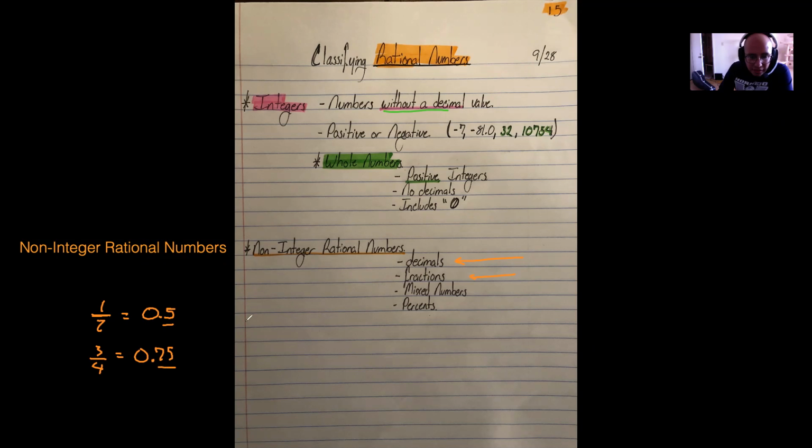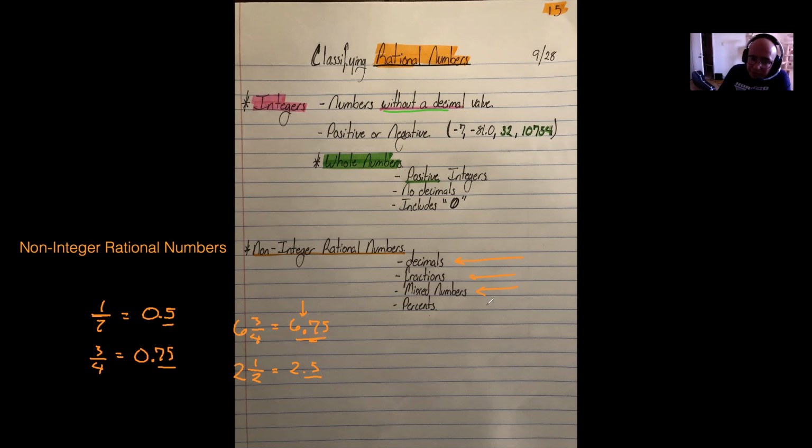Mixed numbers. 6 3/4 is the same thing as 6.75. Notice how it does have this mixed number, where I'm mixing a whole number and a fraction. It does have a decimal value. 2 1/2, that's a mixed number, is the same thing as 2.5. Again, it has a decimal value. So anytime we have decimals, fractions, meaning proper fractions, and mixed numbers, those are not integers.